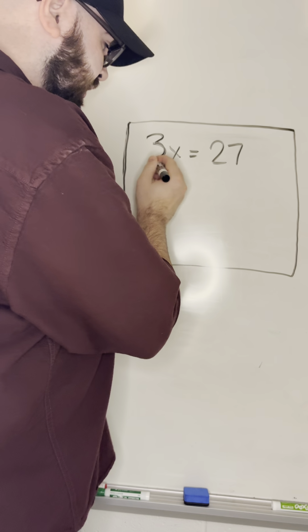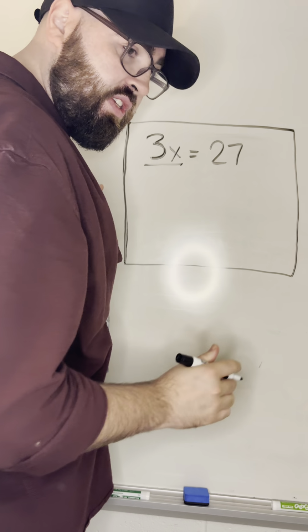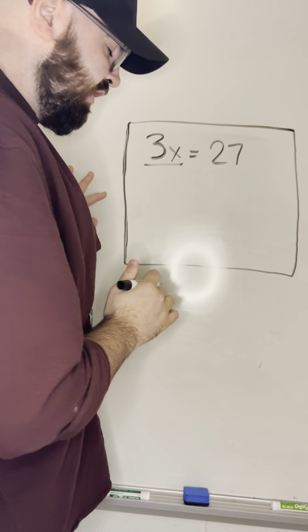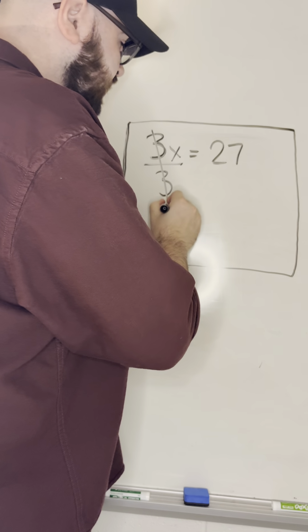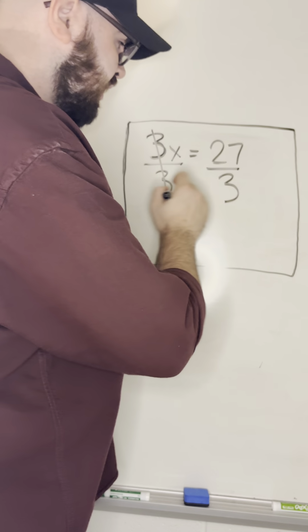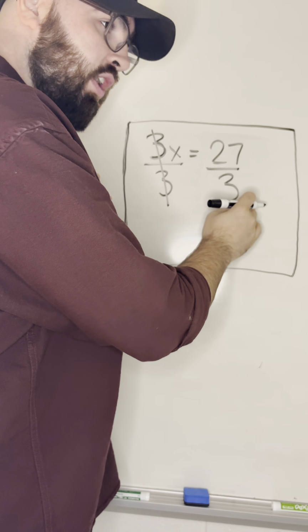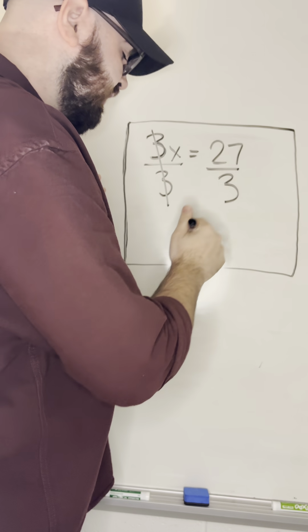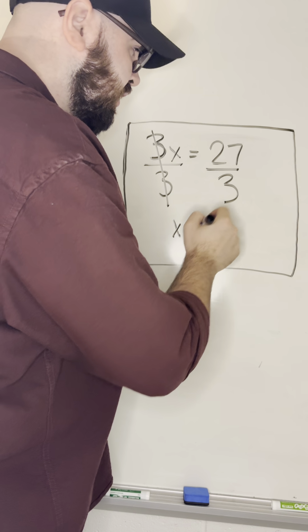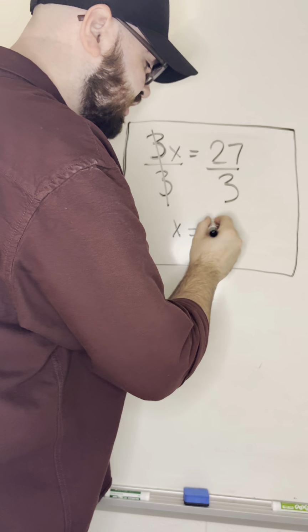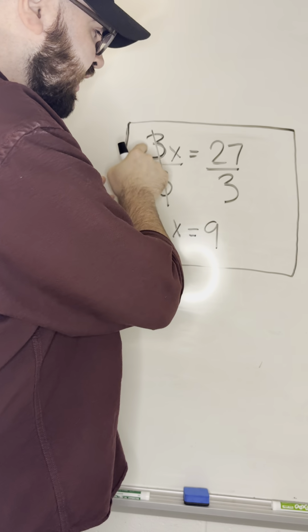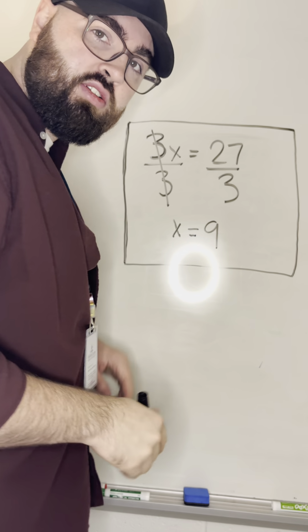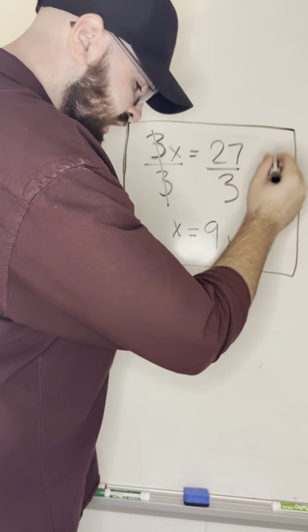Well, this is a multiplication, so I do the opposite, which is division. Cancel this out here. Divide over here as well, because you have to do it to both sides. X equals 27 divided by 3, which equals 9. Does 3 times 9 equal 27? Yes, it does. That's done.